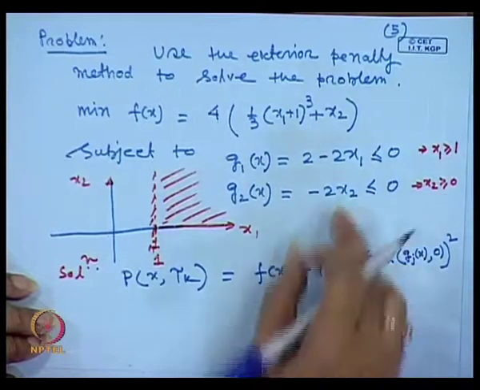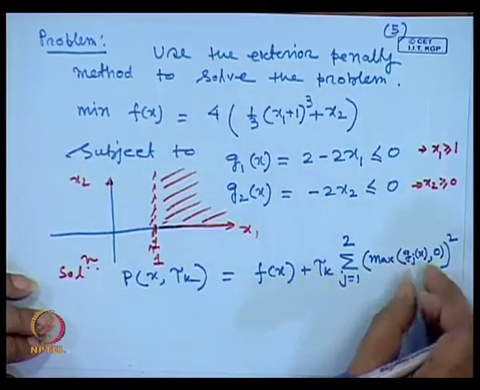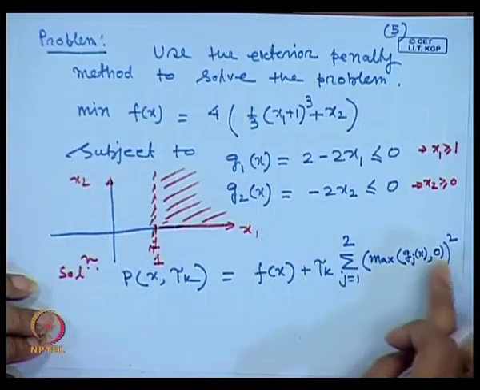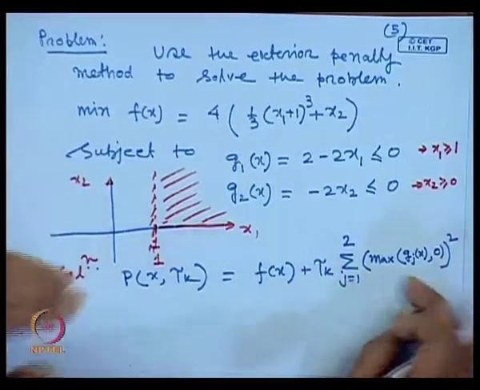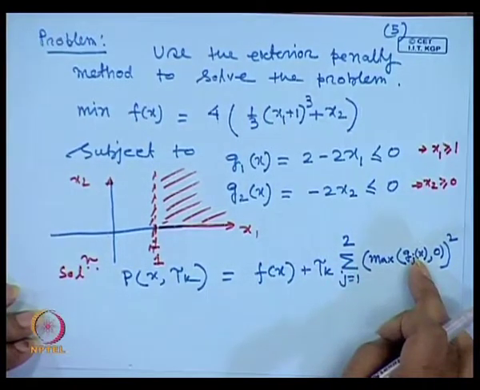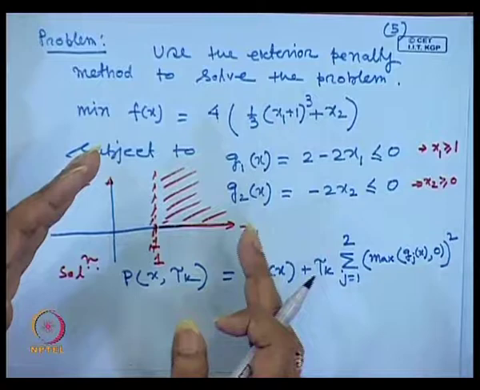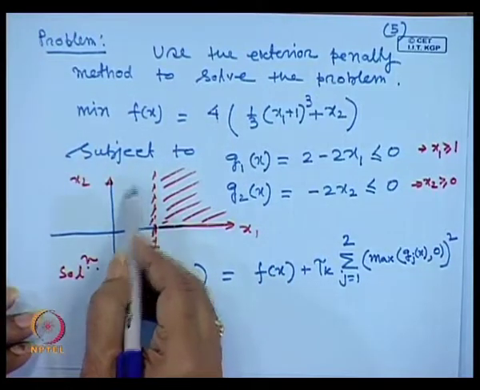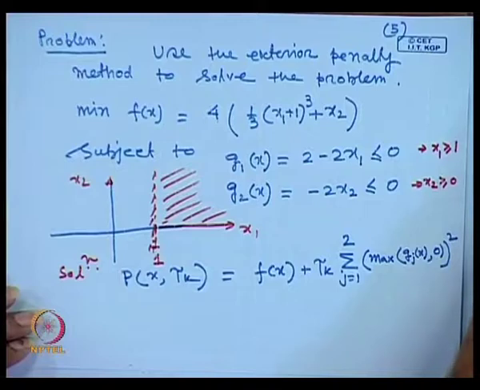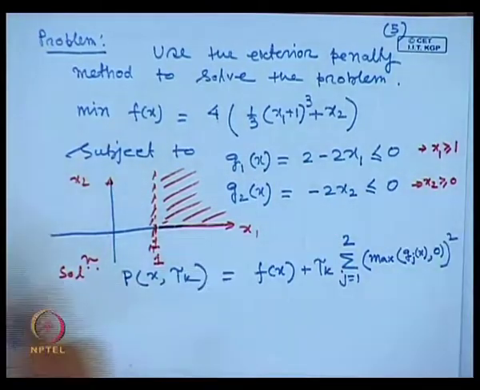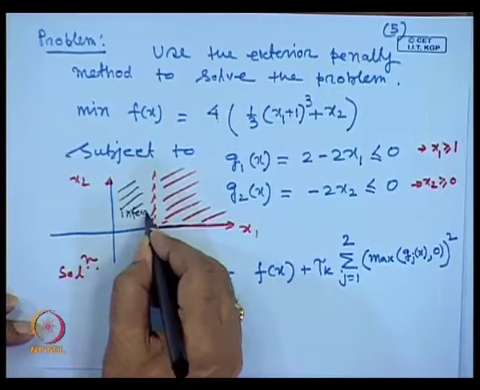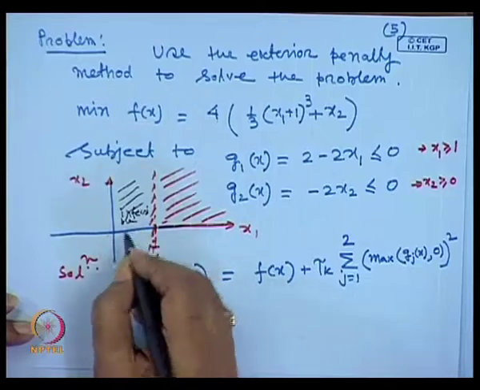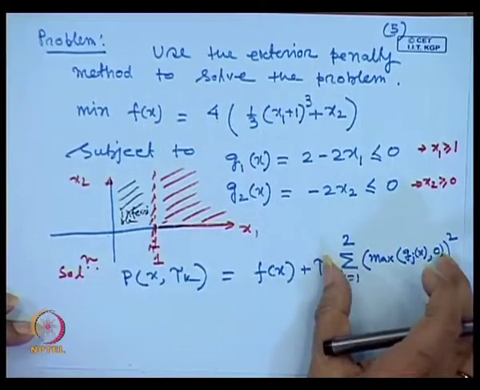When it is in the feasible region, this g_j is a negative quantity, and the maximum of this and 0 is 0. So, this term will come into the picture only when g_j is greater than 0. In other words, it is in the infeasible region, that means when it is in this region. This is our infeasible region. When it is in this region, this term will come into the picture.